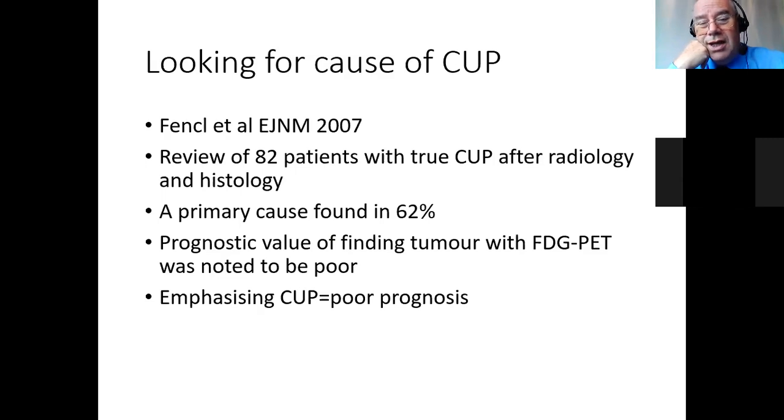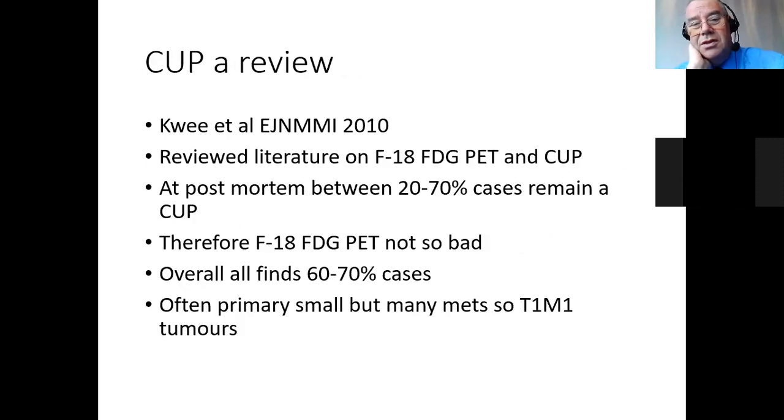And what we can say is that if you have FDG avid carcinoma of unknown primary, the prognosis tends to be pretty poor. Very few of these patients live more than 6 months. There's another review in the EJNMI looking at FDG uptake in CUPs, and they compared it with the post-mortem. Unfortunately, these patients do tend to get post-mortems because they tend to die quite quickly. Again, they found about 67% of cases they could identify a primary, but because all these cancers by their very nature are M1, they tend not to get treated, but some of them have very small primaries.